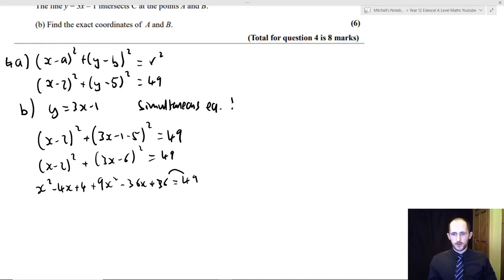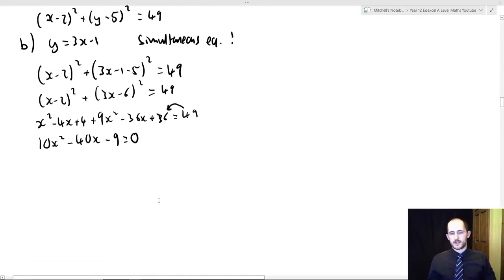Then what we want to do is move the 49 over to this side and at the same time gather all the like terms. So x squared plus 9x squared is 10x squared. Minus 4x minus 36x is minus 40x. Then we have plus 4 plus 36. That would give me 40, but then we're subtracting 49, so minus 9. Bit of a killjoy because it means we can't divide through by 10, but it is what it is. And all we're going to do now is the classic. We're going to use the quadratic formula. Factorising this will take too long.